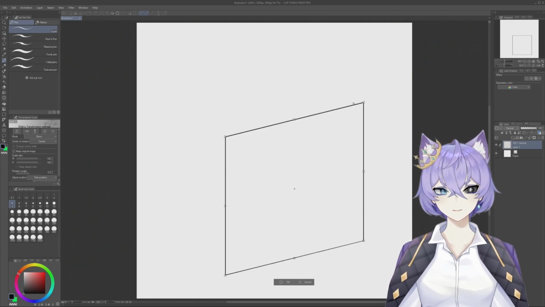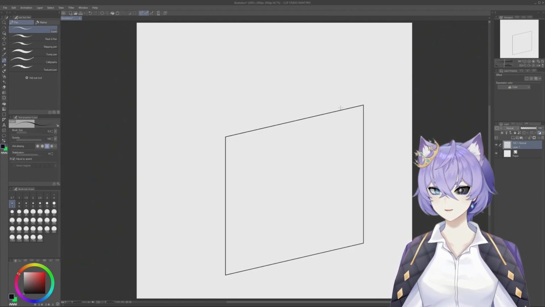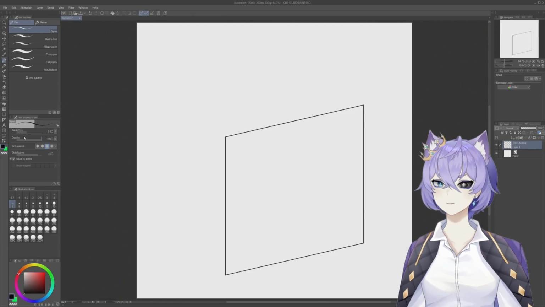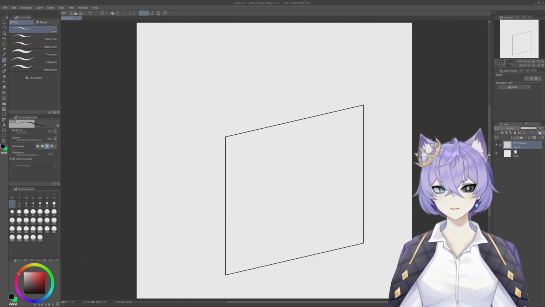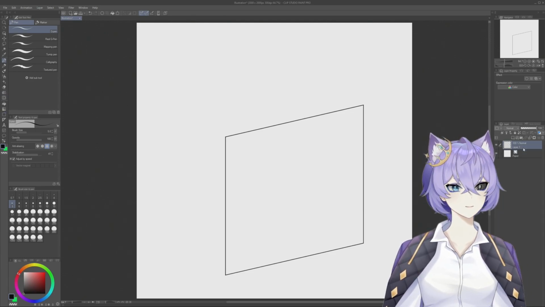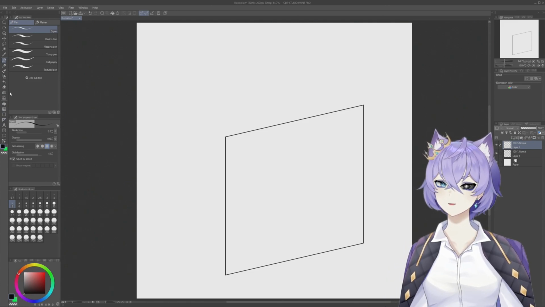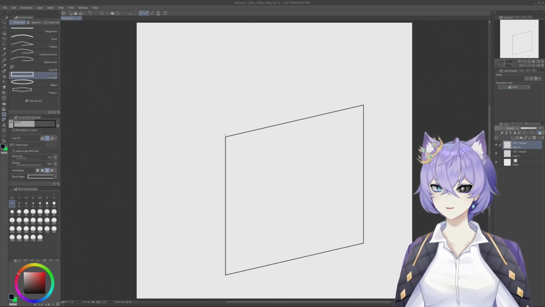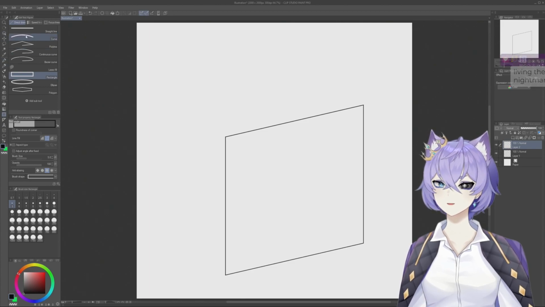Okay, so we do want this face to be kind of angled like this. And then I want a second rectangle. Or maybe I just use straight lines for this one.